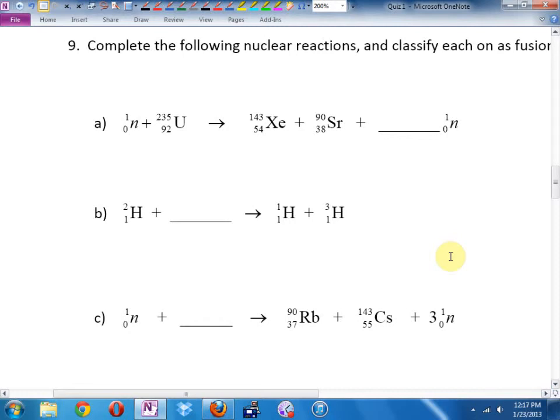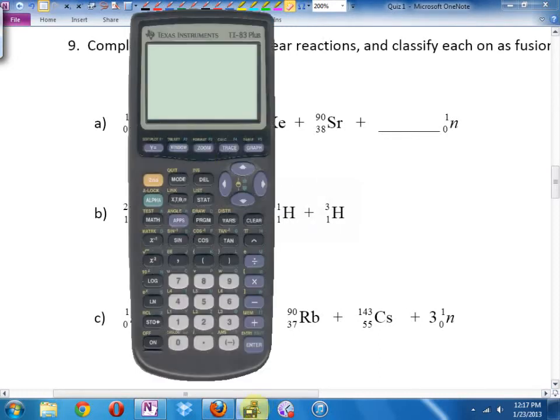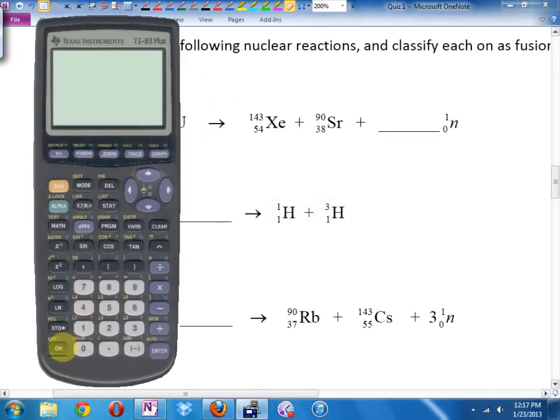On the left-hand side, what's my total mass starting out? So what's my total mass when we're done? 236. This is why you want a calculator. Starting with 236, I have 143, and I have 90, so I'll subtract those. That leaves me with a mass of 3 that's unaccounted for.